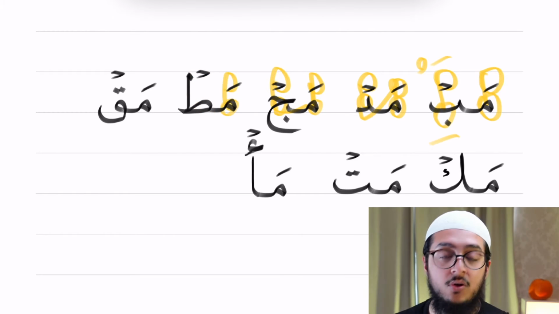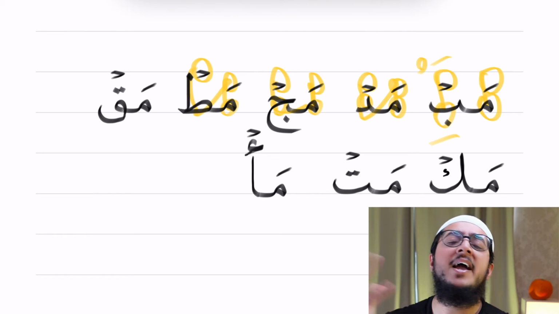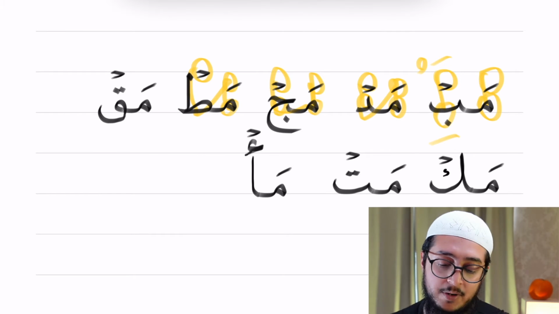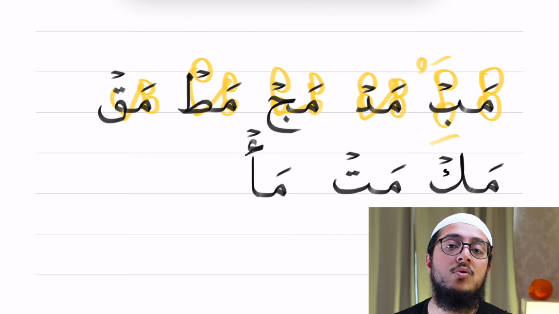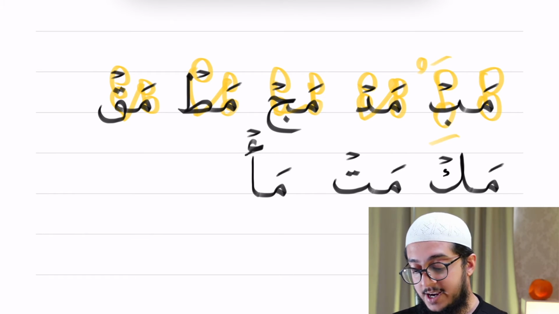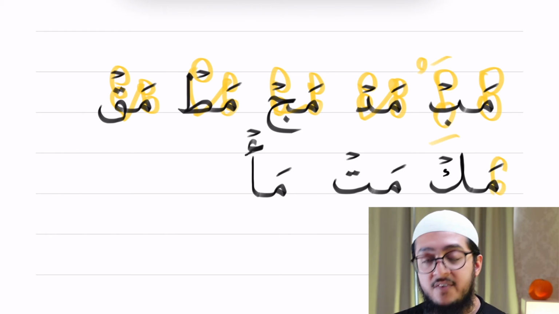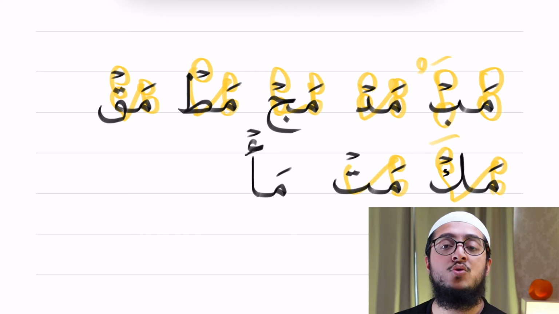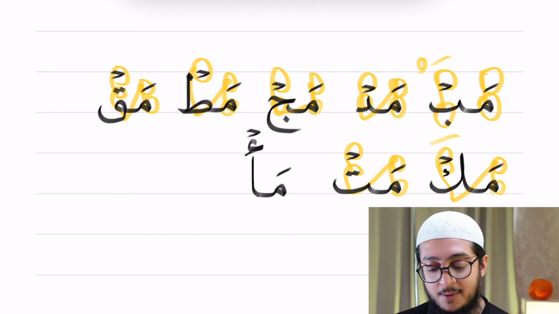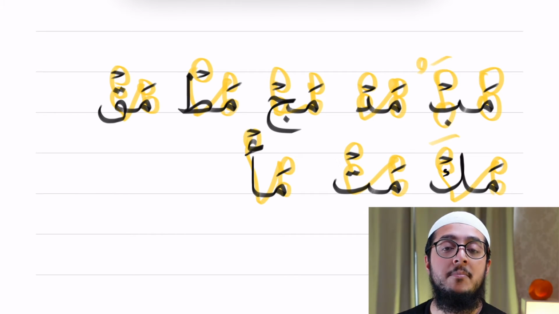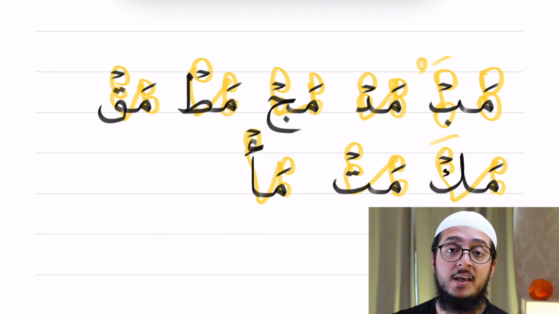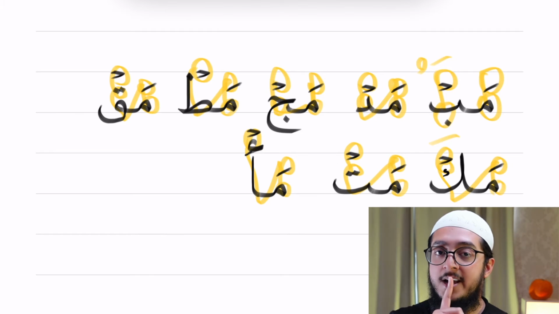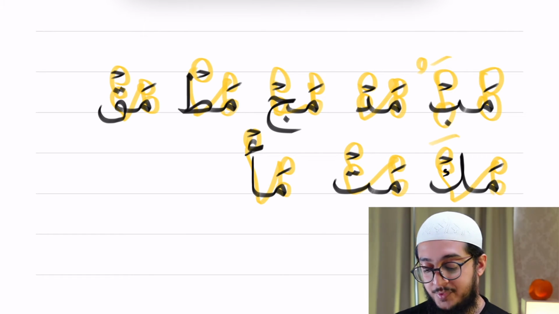Mim, fatha, ta, sukoon, mata. Now it can be any letter other than mim, but just take mim as an example. Mim, fatha, qaf, sukoon, maqa. Alright? Move on to next line. Mim, fatha, kaf, sukoon, mak. Mim, fatha, ta, sukoon, mat. Mim, fatha, hamza, sukoon, ma. Not a, not e, not u, just ma. That's it. It's silent. Let's keep going.